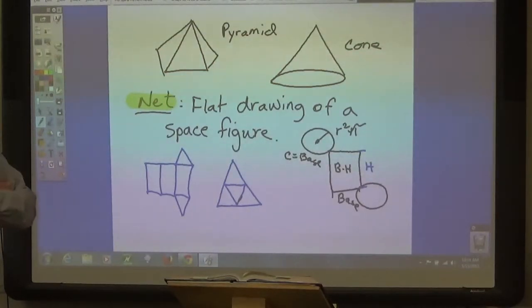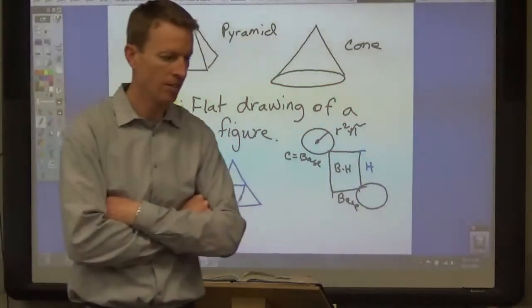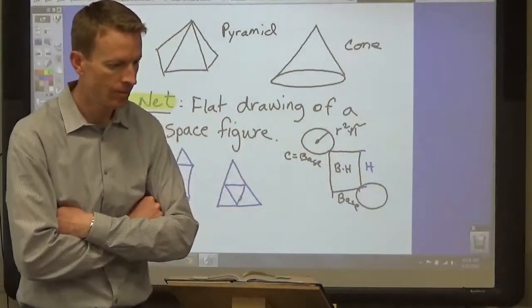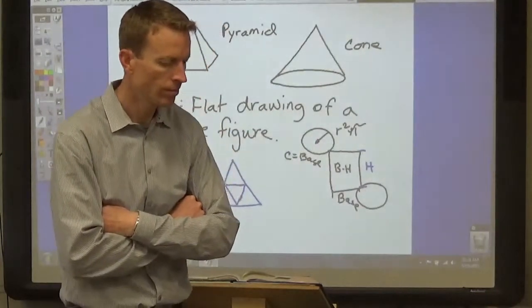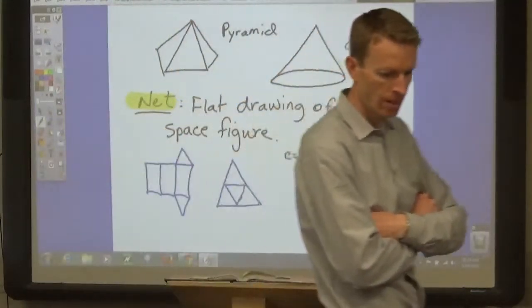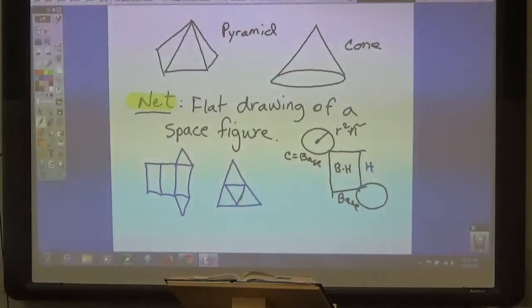Next page. Identifying the net drawing. Same thing, name the space figure. Then in the next section, you're going to describe the bases and name the figure. And I think that's about it. Okay? Just like you did before.